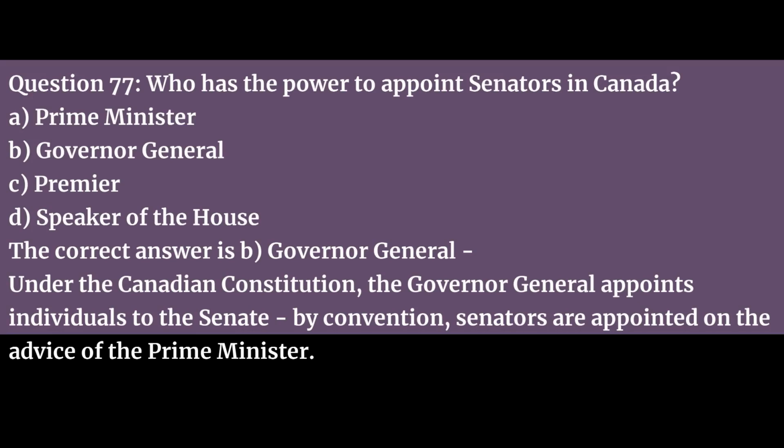Question 77. Who has the power to appoint senators in Canada? A. Prime Minister. B. Governor General. C. Premier. D. Speaker of the House. The correct answer is B. Governor General. Under the Canadian Constitution, the Governor General appoints individuals to the Senate by convention. Senators are appointed on the advice of the Prime Minister.